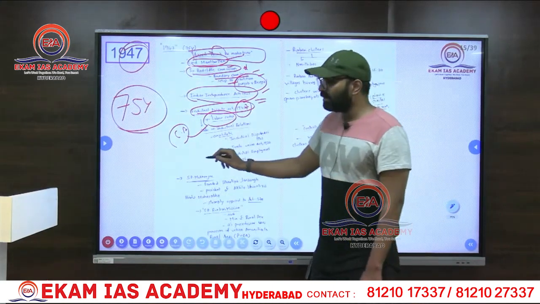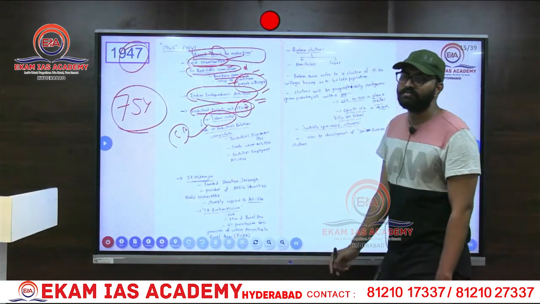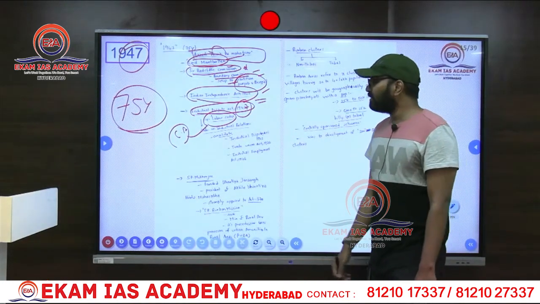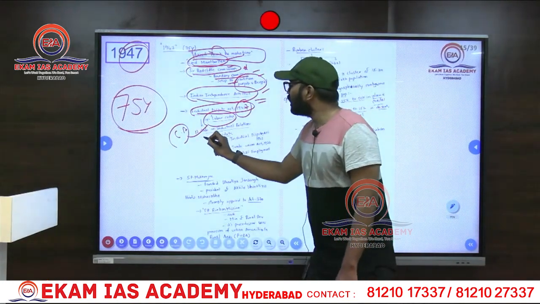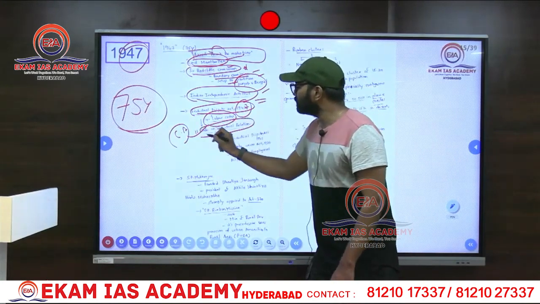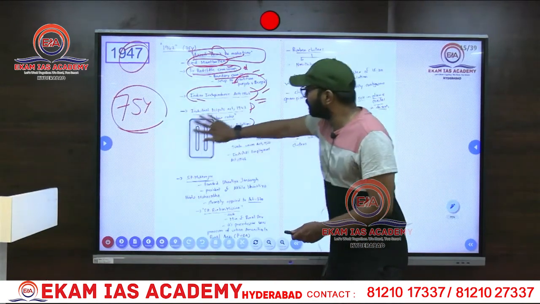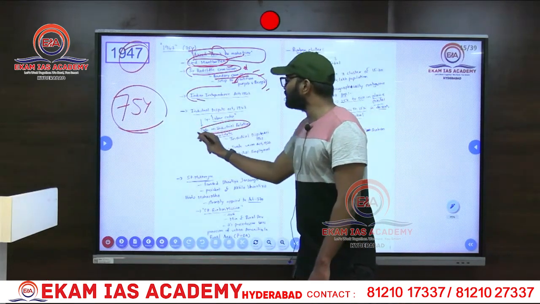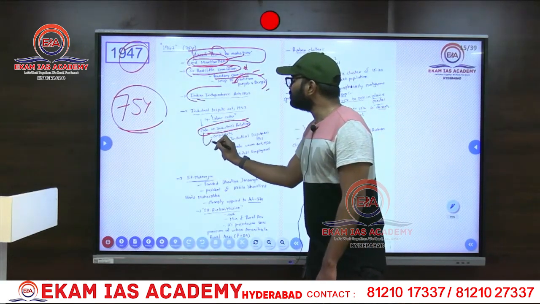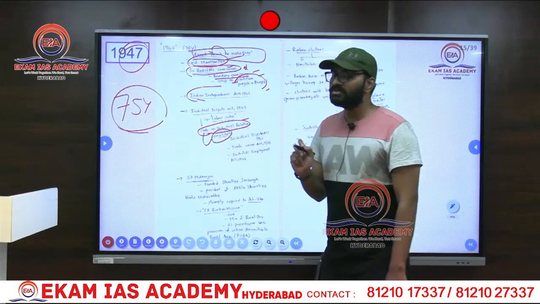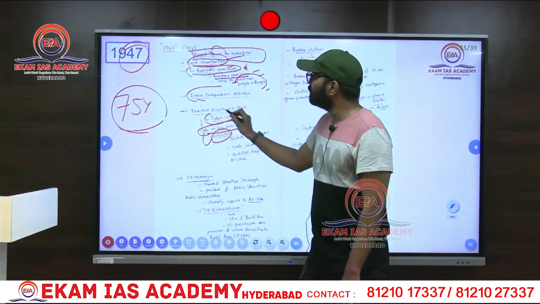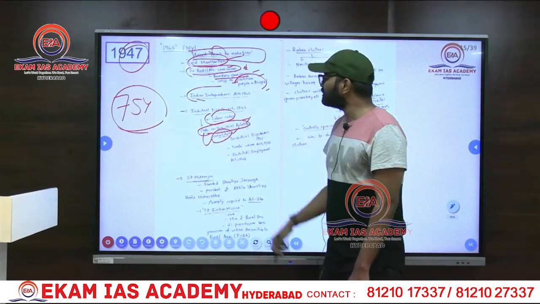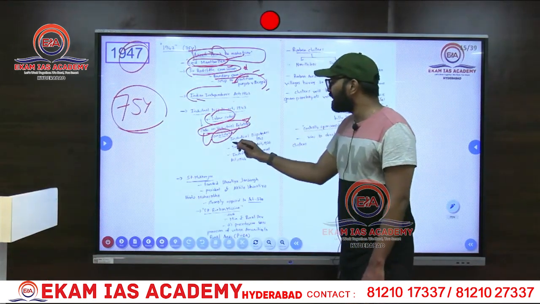Labor codes. There are 4 labor codes. Do you remember? If you are aware of this, last year's 4 labor codes are there. In that one is the Code on Industrial Relations. Its aim is to consolidate. Just remember these 4 labor codes are important. This Code on Industrial Relations is trying to consolidate these acts.